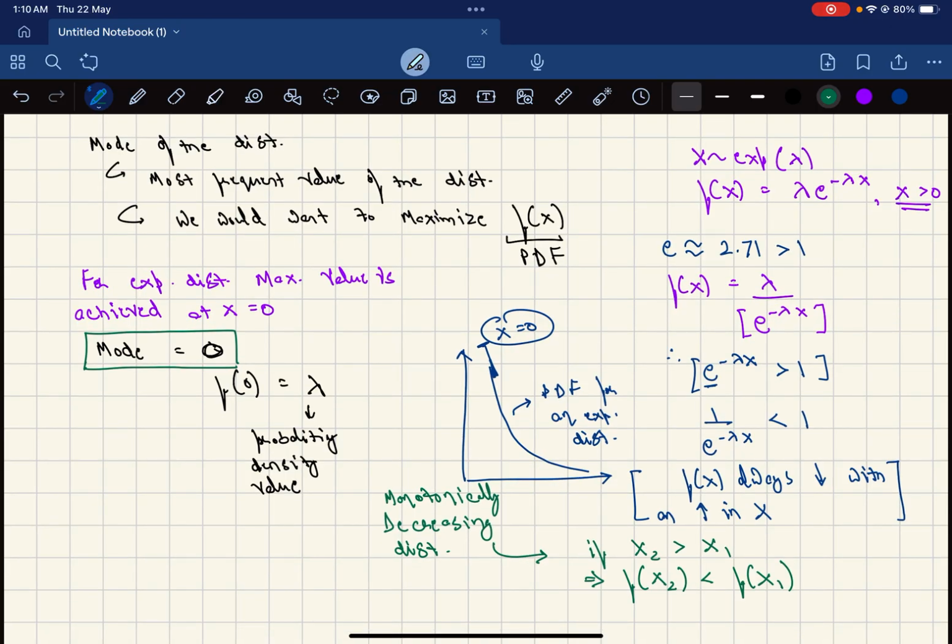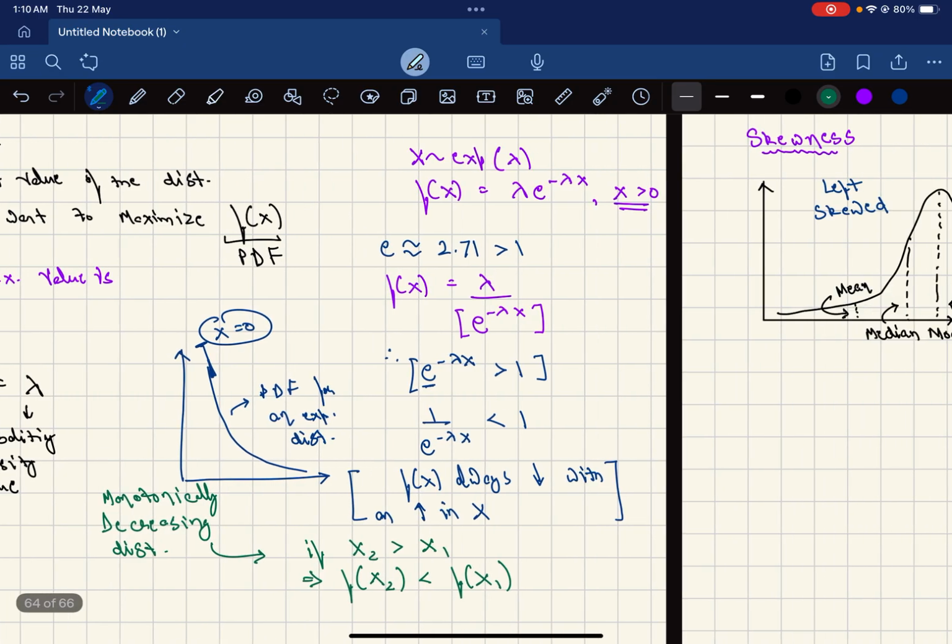And in general, for any distribution, if we are looking to get the mode, we need to find the maximum value of the PDF, and we need to find the value of x at which that maximum value is achieved. That value of x would be the mode of the distribution. So now this is regarding the mode.